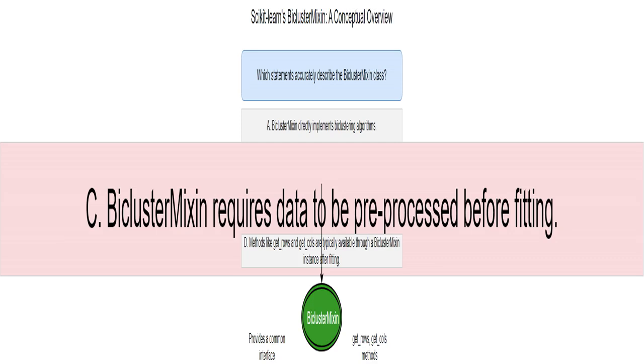The BiclusterMixin itself doesn't demand any data preprocessing. Preprocessing steps, like scaling or normalization, depend on the specific biclustering algorithm you choose, not the Mixin. The Mixin is just a way to organize the final output, not to handle the initial preparation.